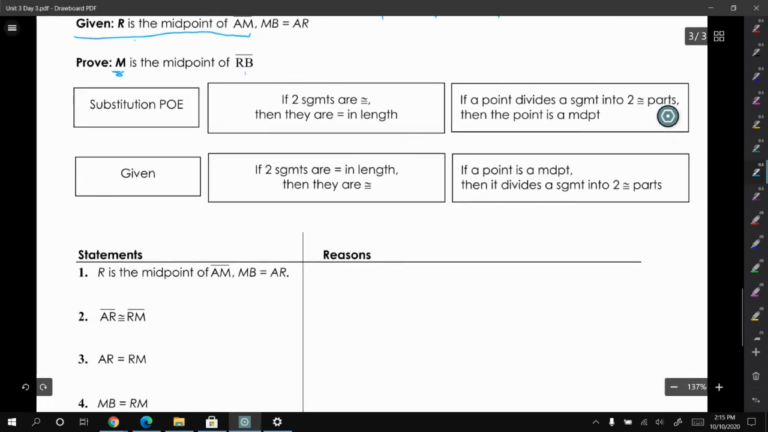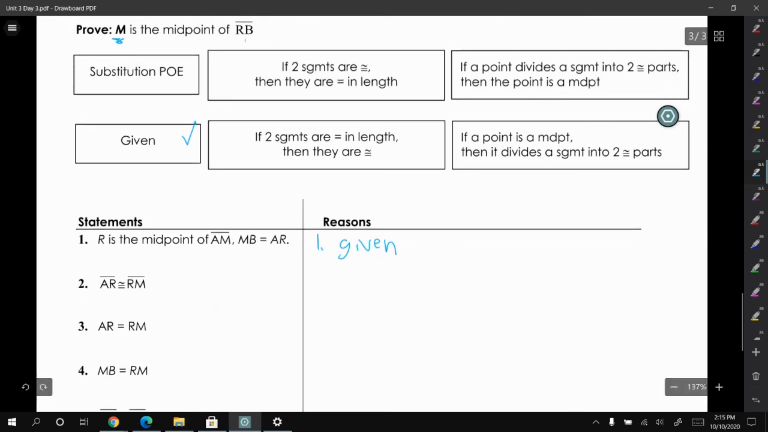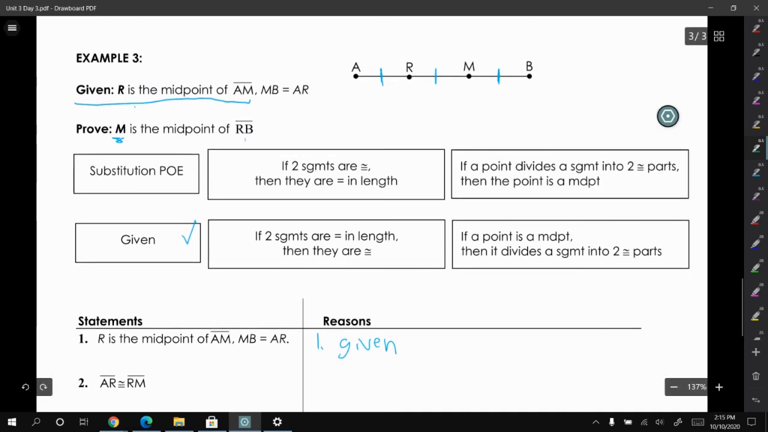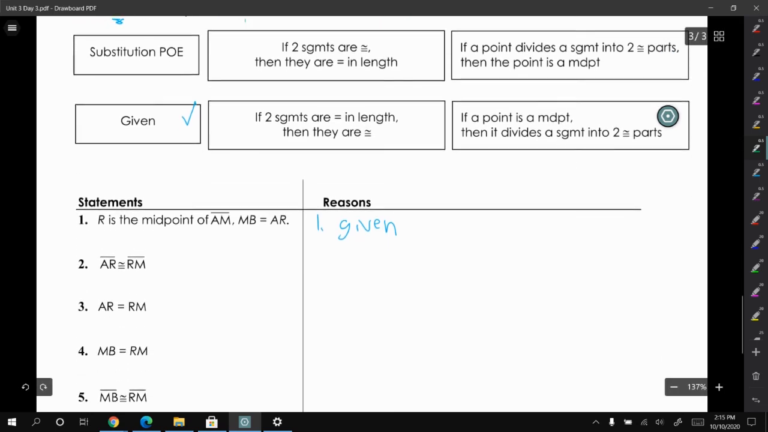So the first thing is that R is the midpoint of AM and MB equals AR. That is given to us. AR is congruent to RM. Well, that's the definition of a midpoint. If the point is a midpoint, then the segments are two congruent parts. If R is this midpoint, then we get two congruent segments. So the reason why we can say those two segments are congruent is because it is a midpoint.